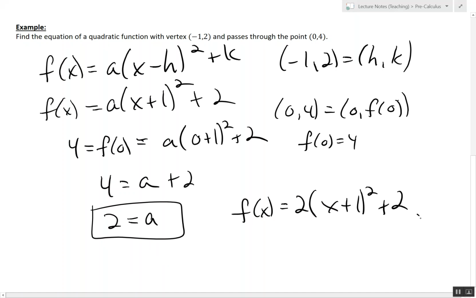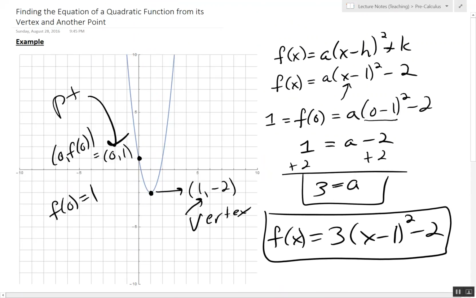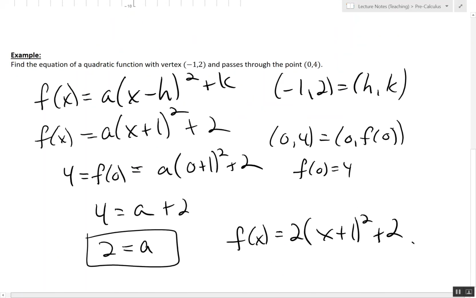So these problems are not very hard. The hardest thing is probably if you have a graph and the vertex is not at a grid line, or it's not a very nice value, or you can't find another point at a very nice value. That's probably the hardest part, but if you get a problem like this, it's just plug and play. So that's it for this video, and we'll move on to the two story problems and be done with this section.